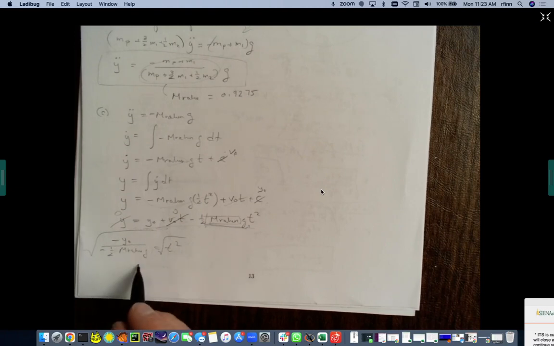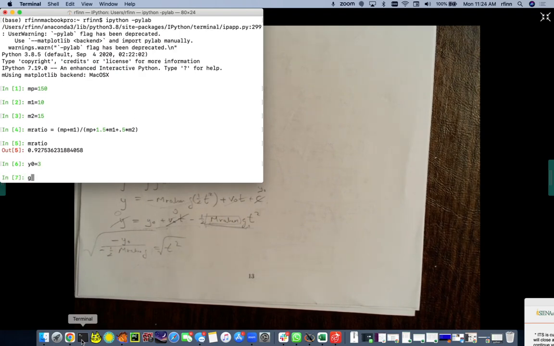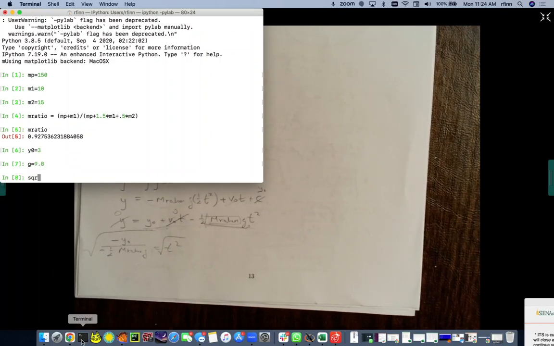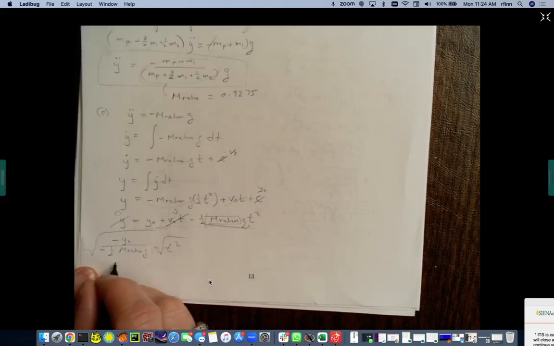We want to find how long it takes to drop. Okay, so let's go back to our screen over here. y0 is 3, g equals 9.8. And so we get the square root of y0 divided by 0.5 times m ratio times g. Okay, so we get 0.812 seconds for the piano to drop.